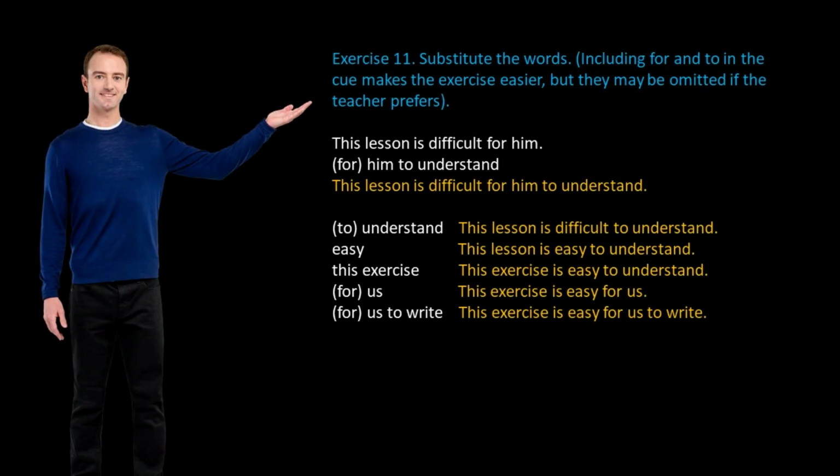Exercise 11. Substitute the words. Including for and to indicate makes the exercise easier, but they may be omitted. For example, this lesson is difficult for him. For him to understand. This lesson is difficult for him to understand. To understand. This lesson is difficult to understand.